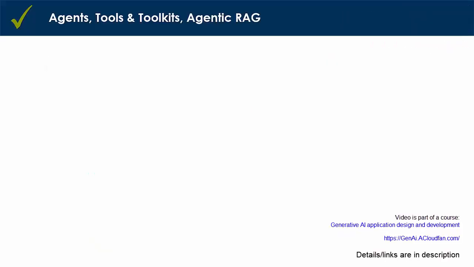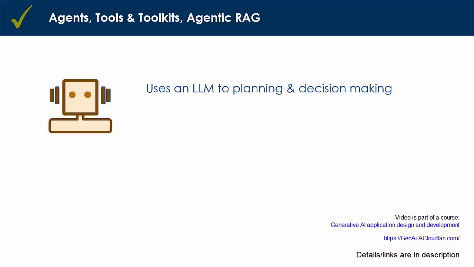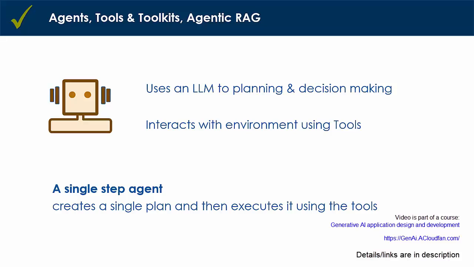In this lesson, I introduced you to agents, tools, and Agentic RAG. Agents are software components that use an LLM for planning and decision making. Agents interact with their environment using tools. Tools may be thought of as wrappers for APIs and functions. A single-step agent creates a single plan and then executes it using tools. It then uses an LLM to consume the responses from the tools to generate the output.